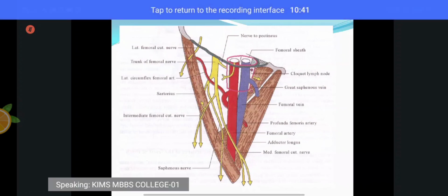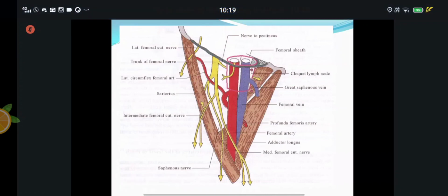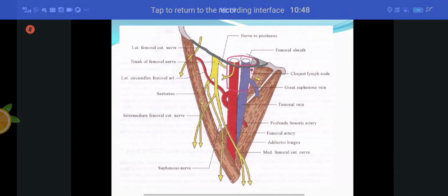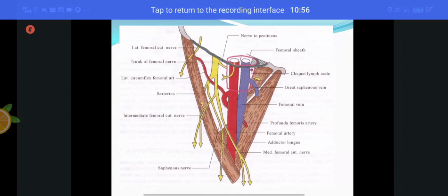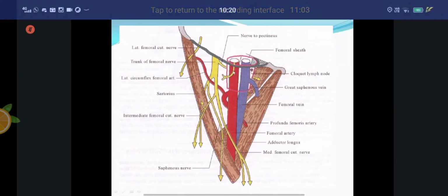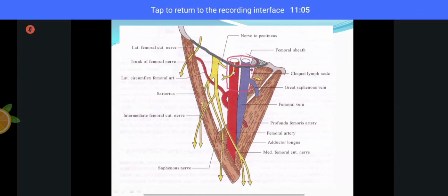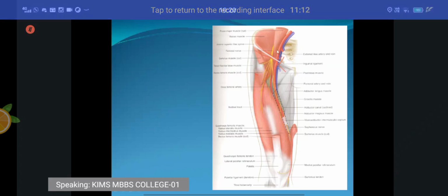Now this femoral artery. When you are studying an artery, what should you know? It is a continuation of which artery, or a branch of which artery, what is the course of this artery, and what are the branches of this artery. Last but not least, the clinical anatomy. So now coming to the femoral artery, the femoral artery is a continuation of the external iliac artery. I will not go back, but here you see, what is this one?